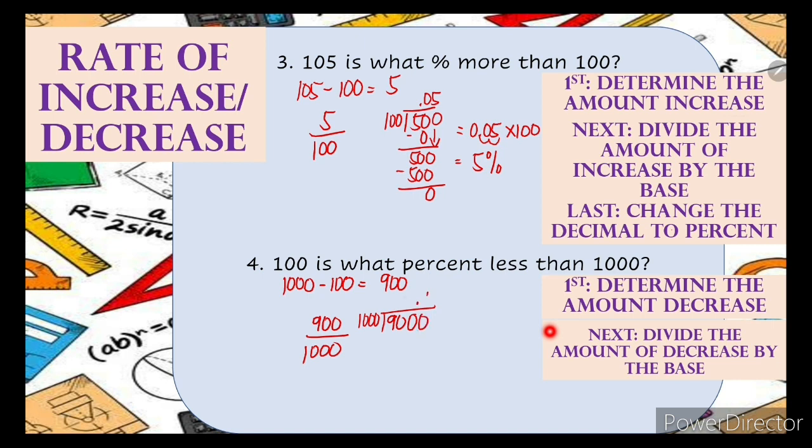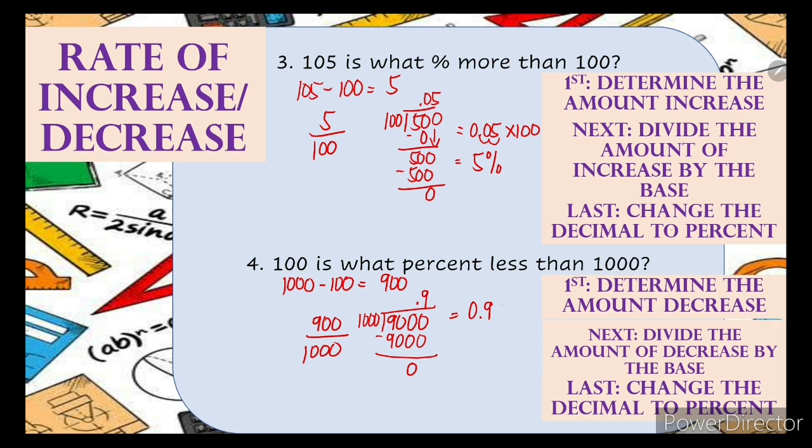9,000 divided by 1,000 is equal to 9. 9 times 1,000 is equal to 9,000. 9,000 minus 9,000 is equal to 0. So, our answer is 0.9. Then, the third step is to change the decimal to percent. So, times 100. Mag-move ulit tayo ng dalawang decimal places. So, 1, 2. So, magiging 90%. So, 100 is 90% less than 1,000.